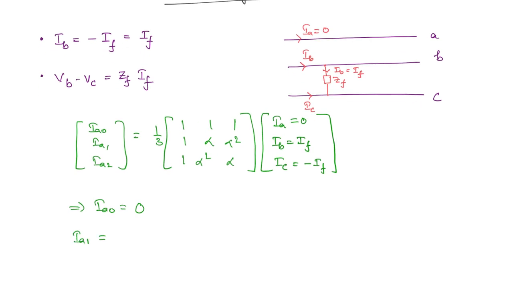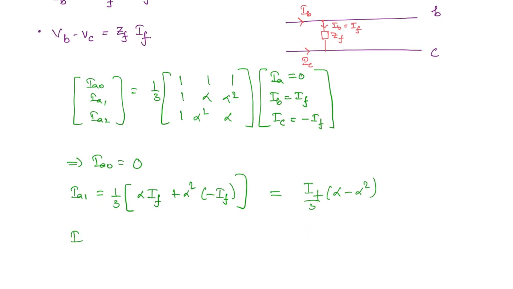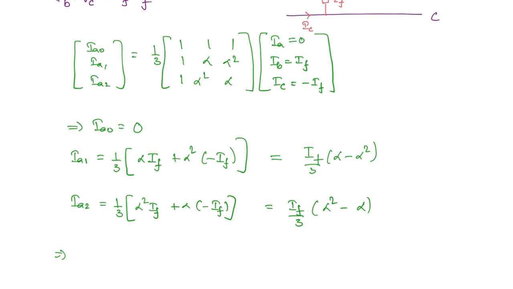Next, what about IA1? IA1 is equal to 1 by 3, 0 into 1 plus alpha into IF plus alpha square into minus IF. So this you can write as IF by 3 times alpha minus alpha square. Okay. And what about IA2? This is going to be 1 by 3 times alpha square into IF plus alpha into minus IF. So this will be IF by 3 times alpha square minus alpha. Okay, so you can see that IA1 is equal to minus IA2.